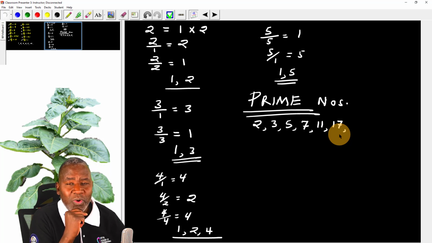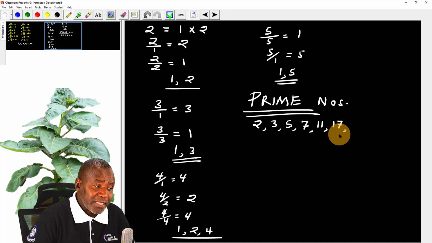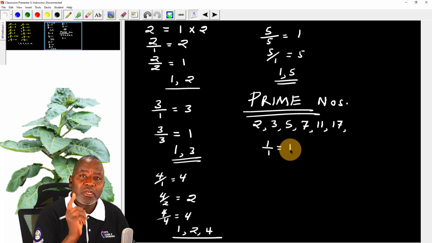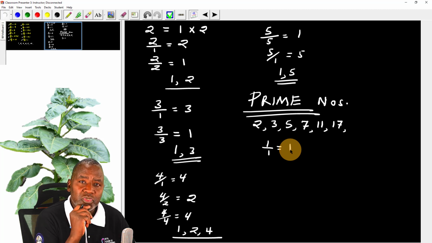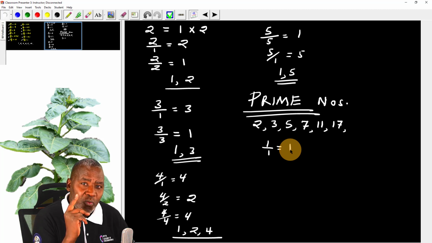Now, is 1 a prime number? 1 is not a prime number because it's got only one factor. 1 divided by 1 is 1. It has only one factor. So it is not a prime number. So understand, a prime number is a number with only two factors, 1 and itself.